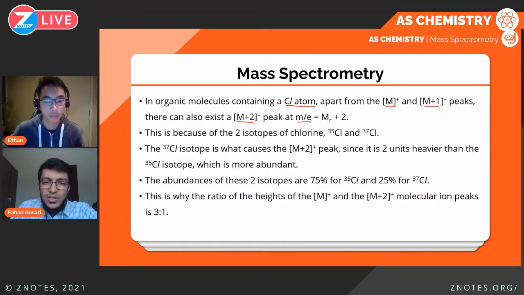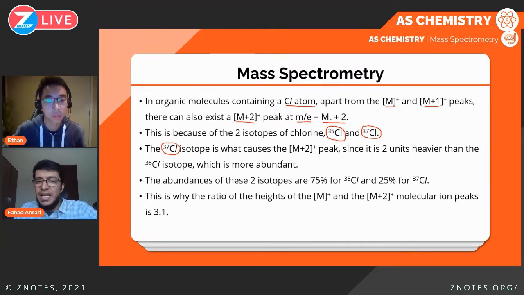Here the mass to charge ratio is basically the Mr plus two. This is because of the two isotopes of chlorine, which are chlorine-35 and chlorine-37. It's the chlorine-37 isotope, the heavier isotope, that causes the peak at the greater mass to charge ratio, which is the M plus two peak, since it's two units heavier than the chlorine-35 isotope. The chlorine-35 isotope has an abundance of 75%. For chlorine-37, it is 25%.